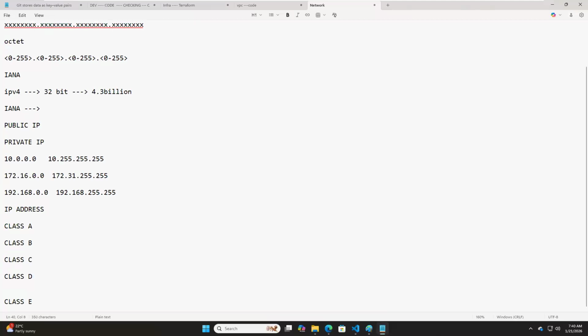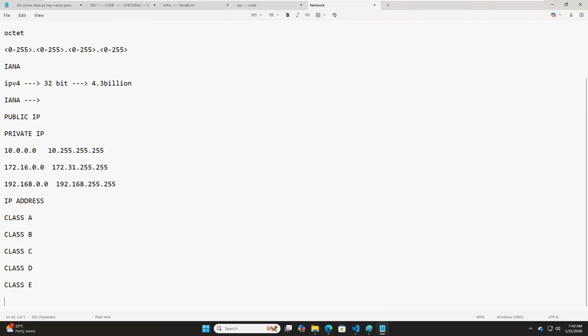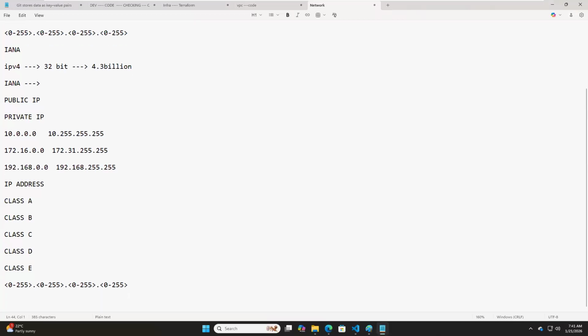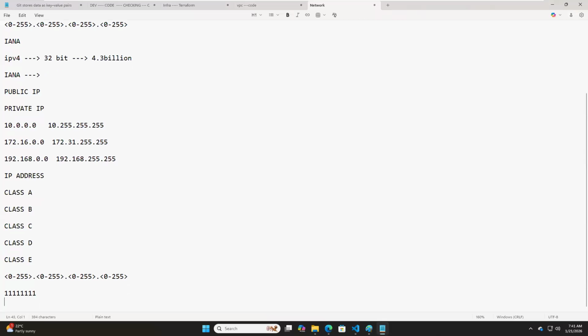Now, how did these classes come about? In the IP address, every octet has a number from 0 to 255. I'm not talking about the subnet mask, I'm talking about the IP address. Every octet will have a value in the range of 0 to 255. If I convert the highest number into binary, you get all ones. Now there is a first octet rule.